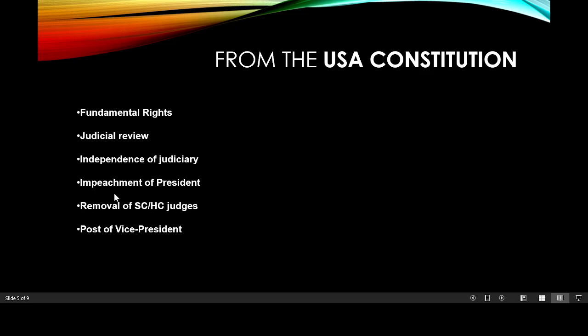Independence of judiciary, impeachment of president. What is the article? Article 61. Removal of High Court and Supreme Court judges, post of vice president. All right, now you remember all of this. So now one thing I have not added, that is preamble, also we have borrowed from USA Constitution. All right.